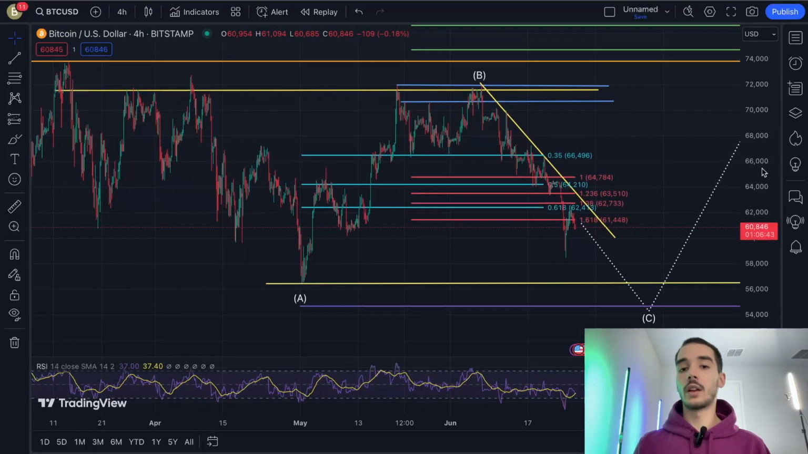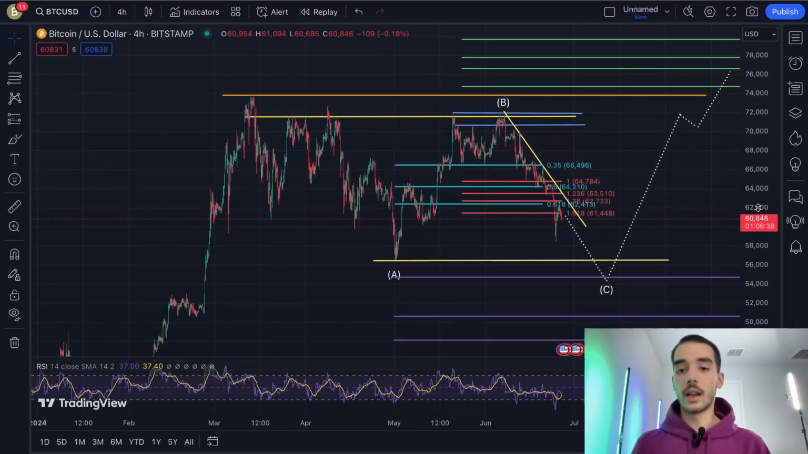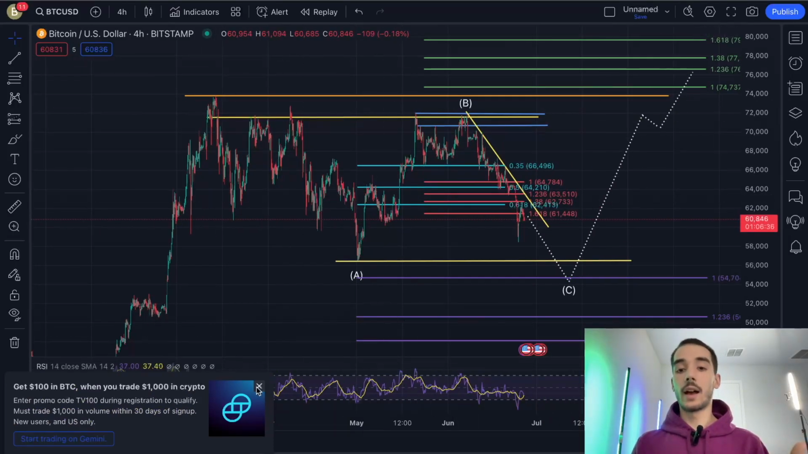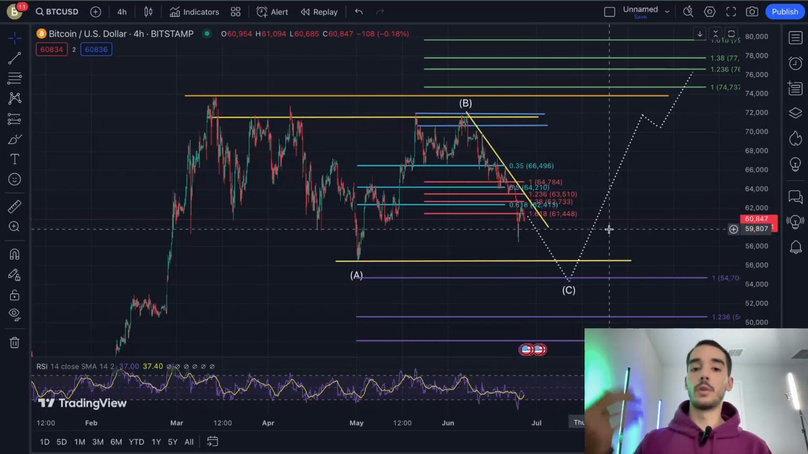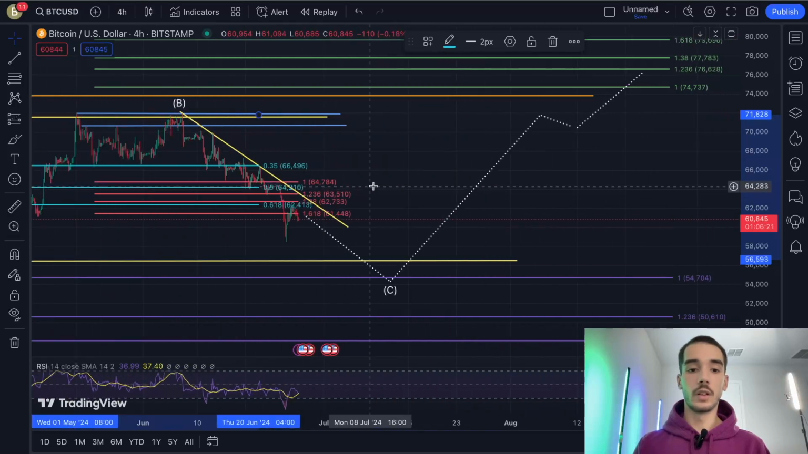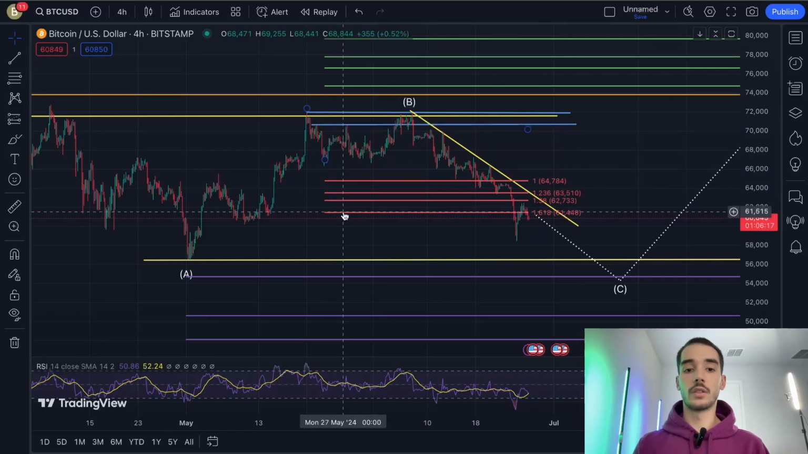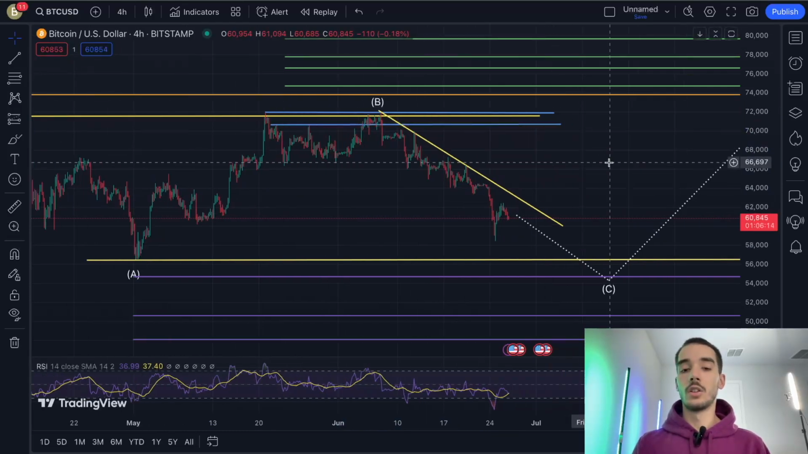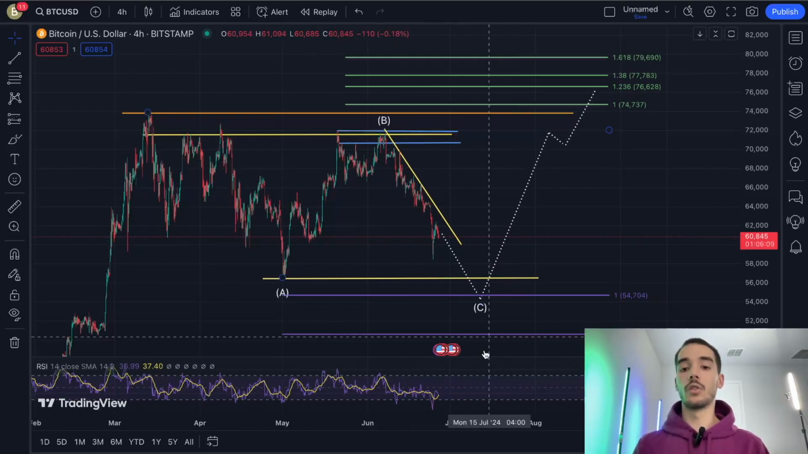All of those put together are telling me that, although it does not have to happen, we are potentially looking at one more low scenario before finally breaking over into new all-time high territory. So we're going to organize this a little bit, and I'm going to remove some of these Fibonacci lines just because they're not needed anymore. They're not valid.